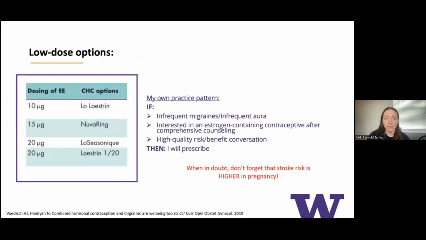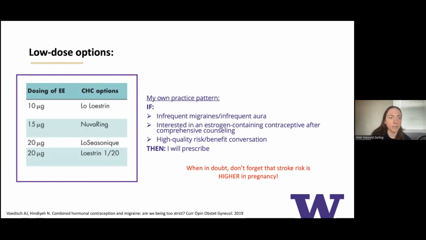And so I share this mainly to say that even though these governing bodies say that this is contraindicated, there are situations where this might be appropriate. Especially, I always go back and say stroke risk is higher in pregnancy. If a patient only wants an estrogen-containing contraceptive, and the trade-off is an unintended pregnancy or a stroke during pregnancy, I think that's a risk-benefit conversation that's reasonable to have with your patient and document well. So my own practice pattern is if someone has infrequent migraines or an infrequent aura and is interested in estrogen-containing contraceptives after comprehensive counseling, and I've had a high-quality risk-benefit conversation, then I'll prescribe.